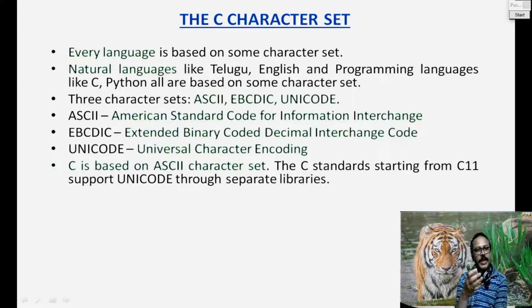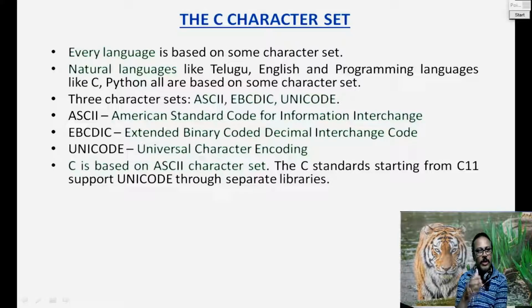Extended ASCII is also there now, which uses 8 bits. But anyhow, the 7-bit version remains the same. So let us assume that it is 7 bits and go ahead with it. A total of 128 characters can be represented using ASCII 7-bit representation.